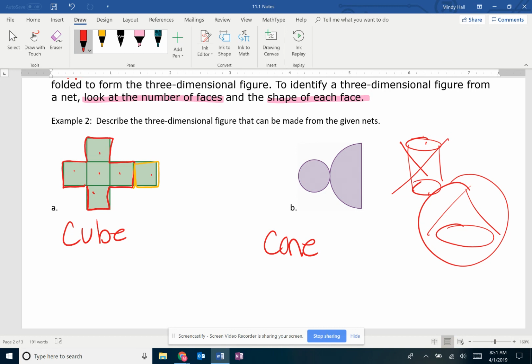And what happens is this little side on this half circle just wraps around this circle, and then this line on this side just makes a point. And you can see that if you just roll a piece of paper around a curve, it's going to make a point like a cone.